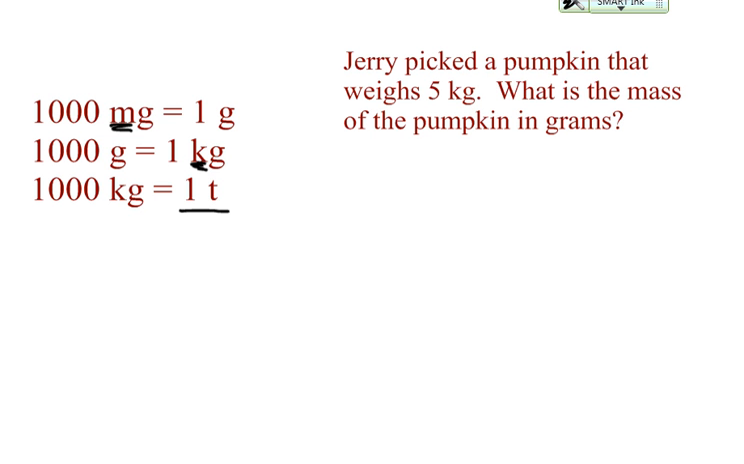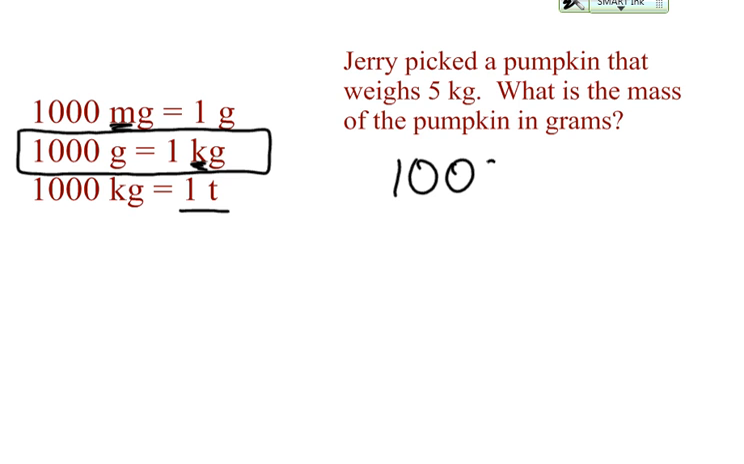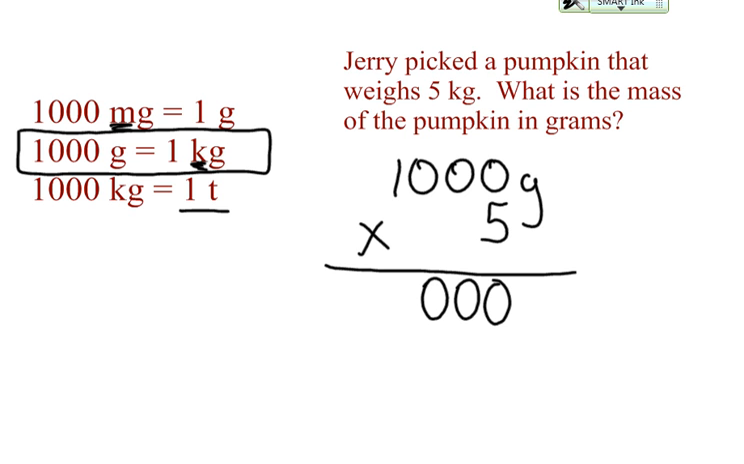It says Jerry picked a pumpkin that weighs 5 kilograms. What is the mass of the pumpkin in grams? In this case, we're going to look here to help us find our answer. We see that 1 kilogram equals 1,000 grams. So if I have 5 kilograms, then it's going to be 1,000 times 5, which gives us a quick answer of 5,000 grams. So 5,000 grams equals 5 kilograms. The pumpkin weighs 5,000 grams.